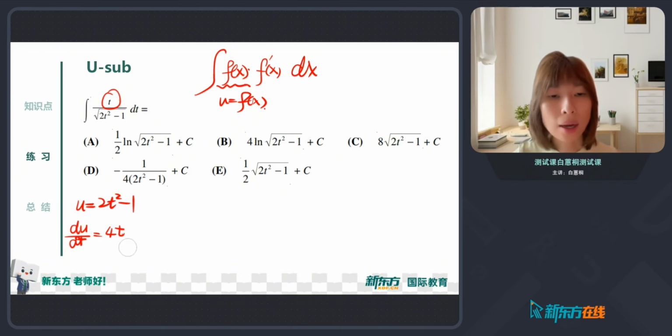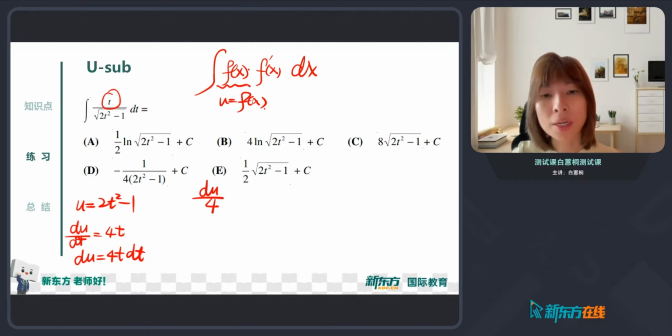So du over dt is 4t, right? And then du is equal to 4t dt. And then if I were you, I would divide by 4 on both sides. So it's going to be du over 4 is equal to t times dt. Why should I do this? Because there is a t times dt here, and a t times dt here, right? So you can treat this as a group to be replaced with du over 4.